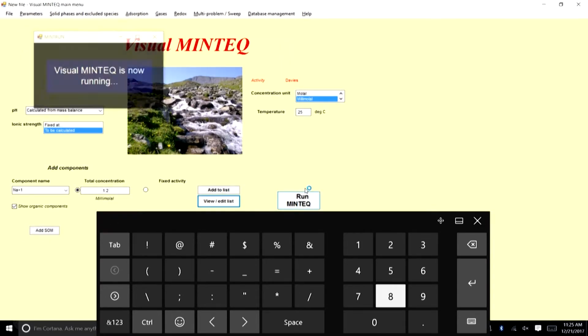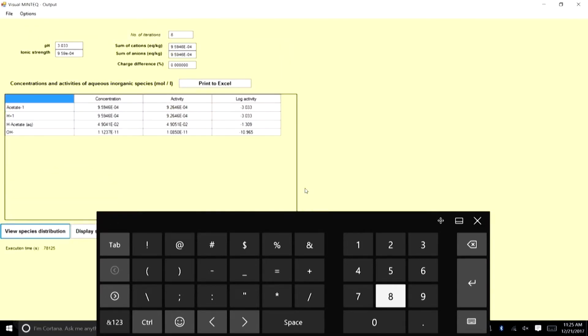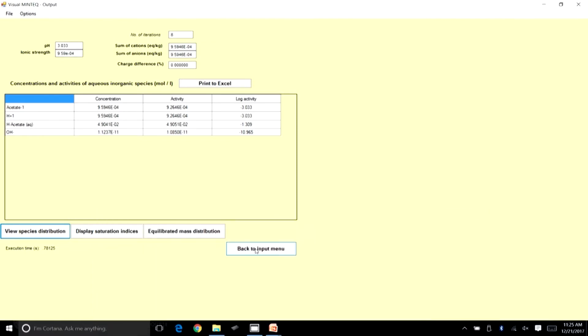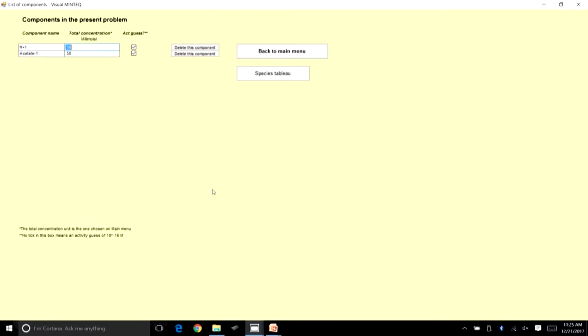I am going to run the MINTEQ now, and I see that it's relatively reaching pH 3, but not yet. So we'll go with one more trial here. I'm going to go back to the input menu, edit the list, and maybe again go to 100, let's say.